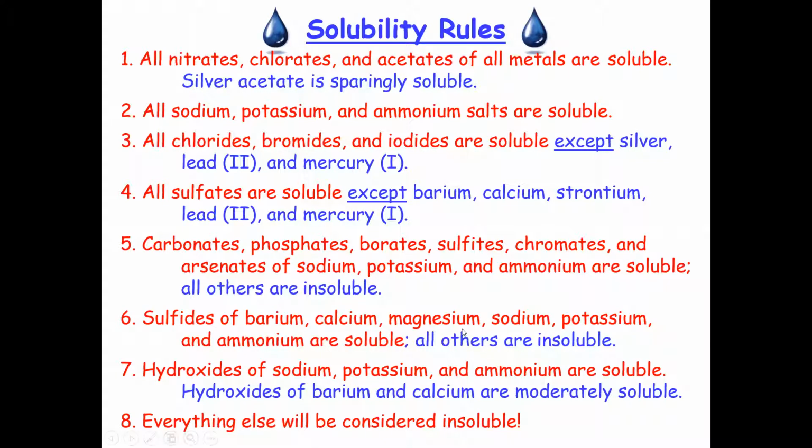In this slide, some of the solubility rules are written: all nitrates, chlorates, and acetates of all metals are soluble. As I have told you earlier, you do not need to remember all of these chemicals and all of these ions. Just a brief introduction would be enough. So all nitrates, chlorates, and acetates of all metals are soluble. Silver acetate is sparingly soluble.